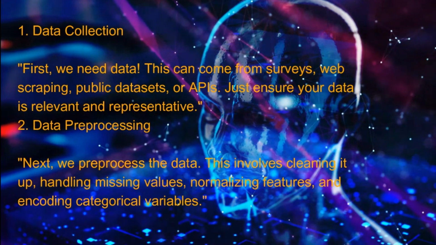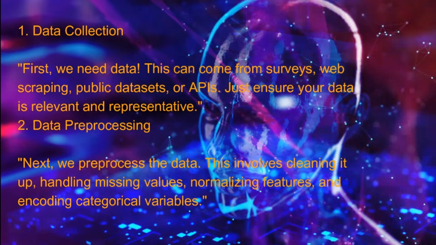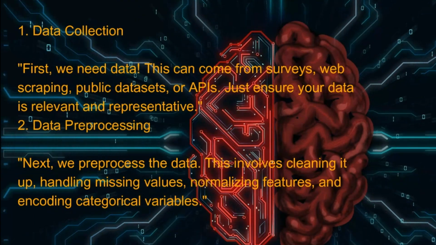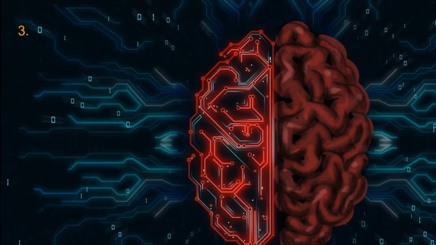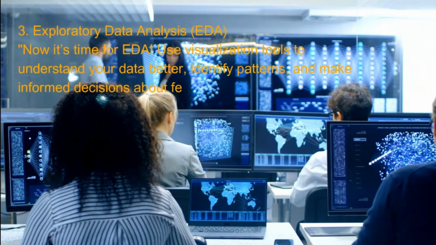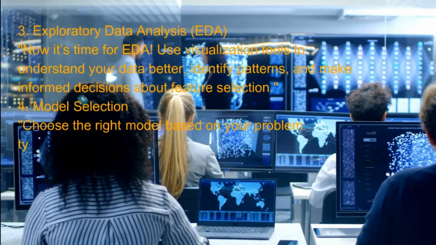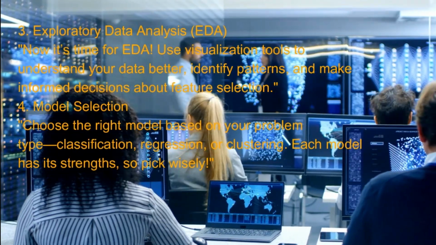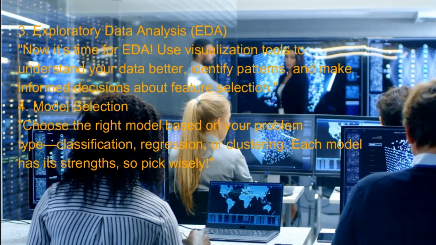2. Data preprocessing. Next, we preprocess the data. This involves cleaning it up, handling missing values, normalizing features, and encoding categorical variables. 3. Exploratory data analysis, EDA. Now it's time for EDA. Use visualization tools to understand your data better, identify patterns, and make informed decisions about feature selection.